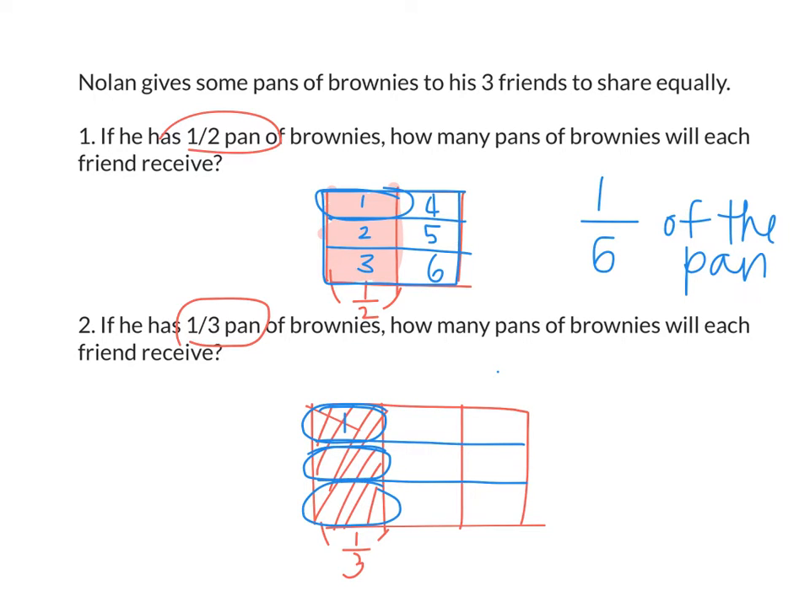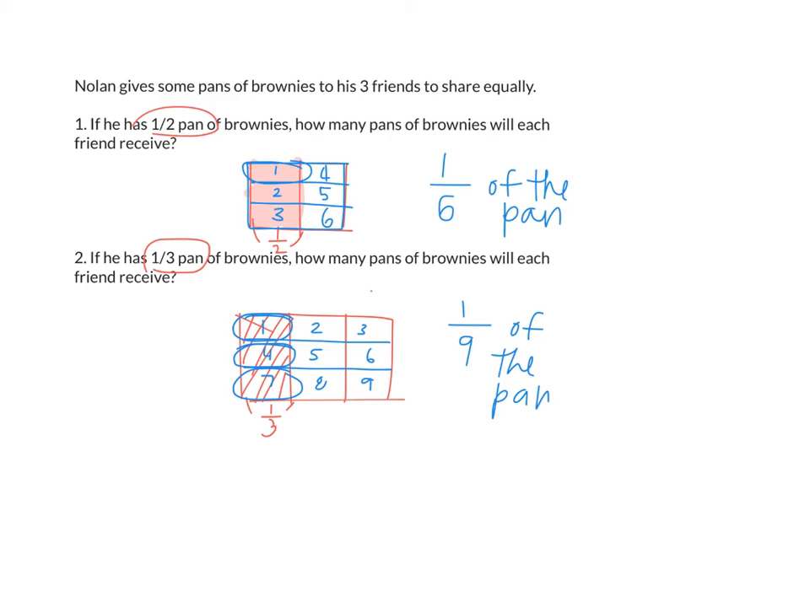Each friend will receive 1 piece out of a total of 1, 2, 3, 4, 5, 6, 7, 8, 9. We've now split the entire pan into ninths. So in this scenario, each friend will receive 1/9 of the pan. You can see what we're doing here is really dividing a unit fraction by a whole number. In the top scenario, Nolan had 1/2 of a pan of brownies, and he wanted to divide it into 3 equal portions. And so the answer to 1/2 divided by 3 was 1/6.